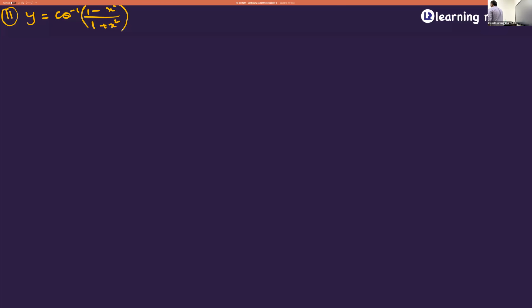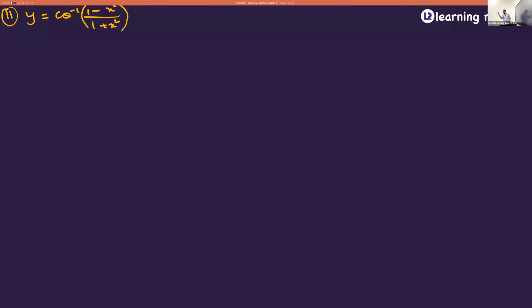What are the 3? Sine inverse of 2x by 1 plus x square, cos inverse of 1 minus x square by 1 plus x square, tan inverse of 2x by 1 minus x square. All the 3 will lead you to the same result. What are they? 2 tan inverse x. Right? This will also lead to the same result.